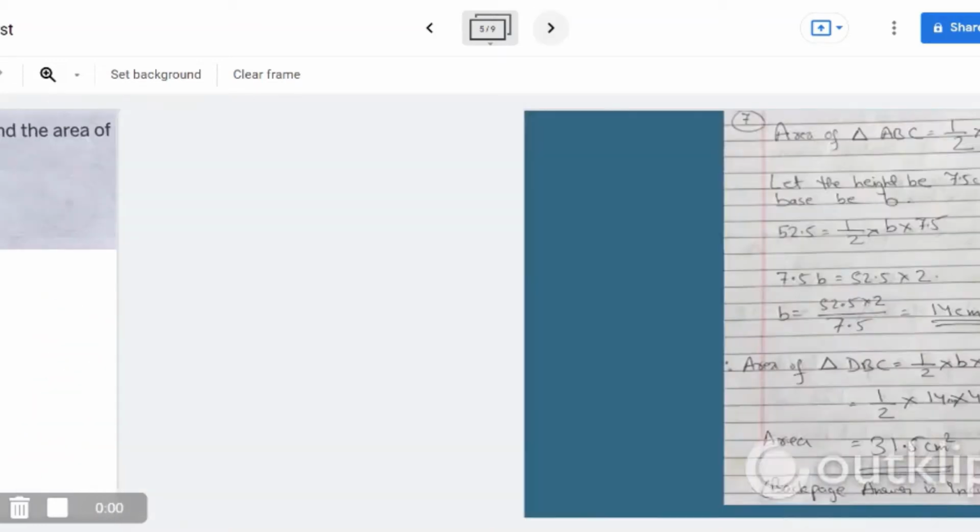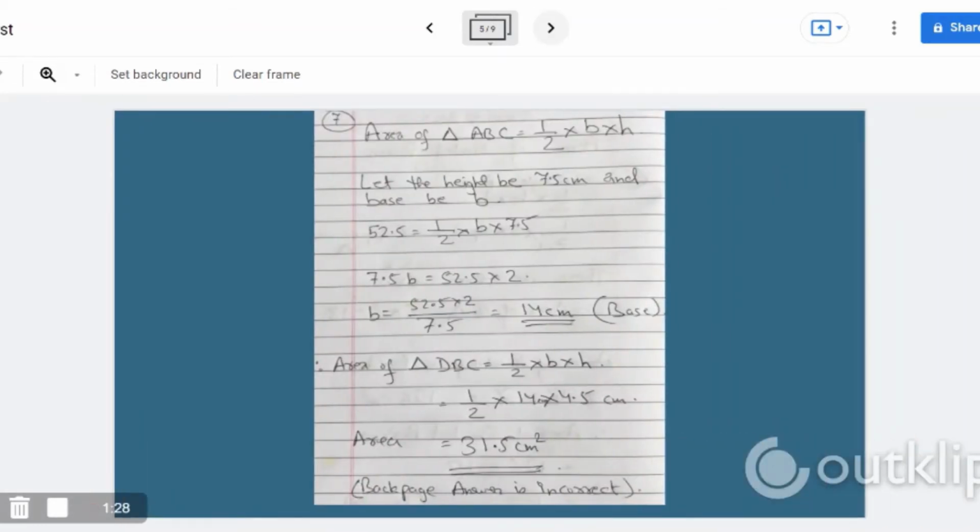So with the help of the formula of a triangle, the area of the triangle ABC, the bigger triangle, equals half into base into height. I take my half, base is not given so B, and my height is 7.5. Taking this, and my area was given 52.5. See, if I solve this equation, I got my base 14. Okay, so my base is 14 centimeter.